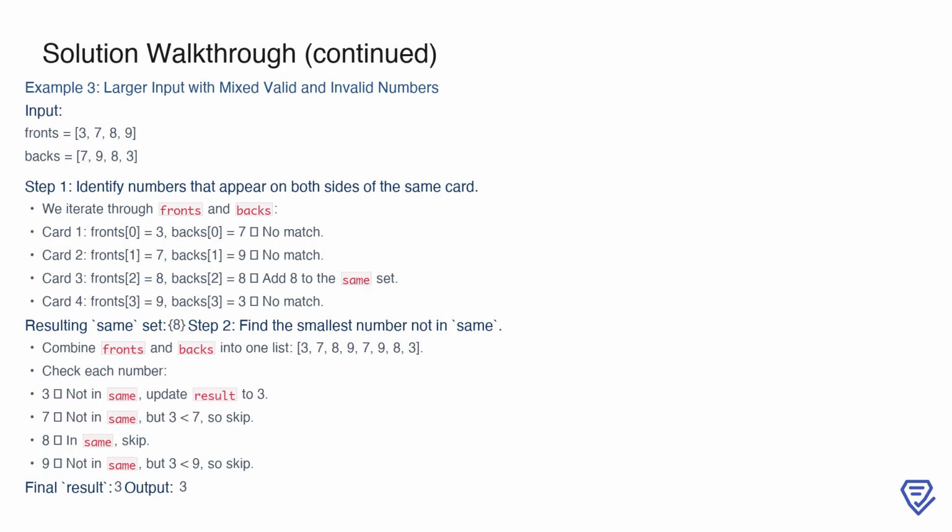Next, we search for the smallest number not in the same set. Combining all numbers from fronts and backs into one list, we sequentially check each number. The first number, 3, is not in the same set, so we update our result to 3. We continue checking and find 7, but since 3 is smaller than 7, we skip it. We also skip 8 since it is in the same set. Finally, we find 9, but again, 3 remains the smallest valid number. Therefore, the output for this example is 3.